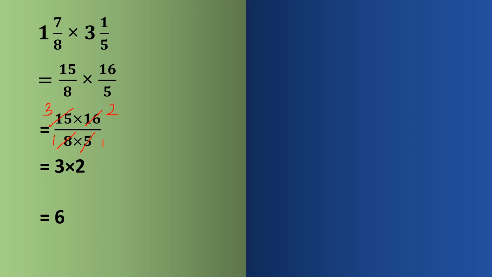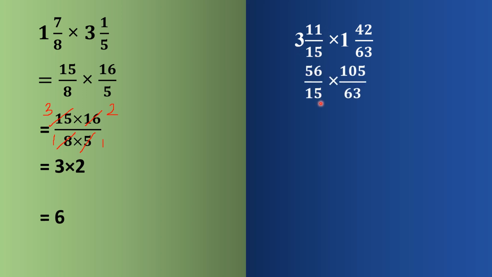Now let us do one more question. Here it is. 3 and 11 by 15 multiply 1 and 42 by 63. These are also mixed numbers. So at first we will convert these into improper fractions. So 15 threes are 45 plus 11. It means 56 by 15 multiply 63 ones are 63 plus 42, 105 by 63. Now what we will do, we will just multiply numerators and denominators. It means we will write like this: 56 multiply 105 and 15 multiply 63.